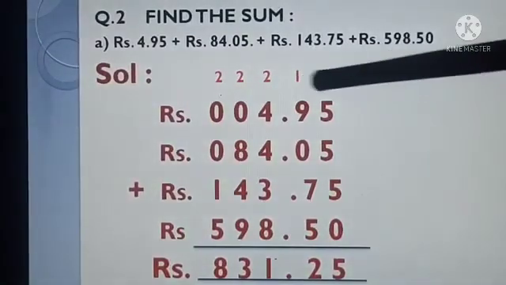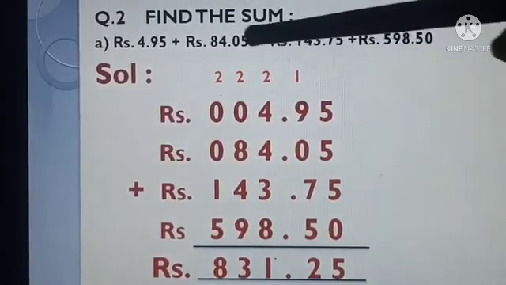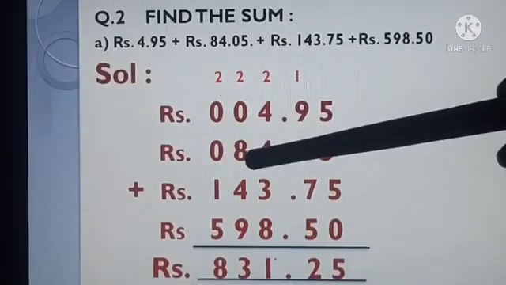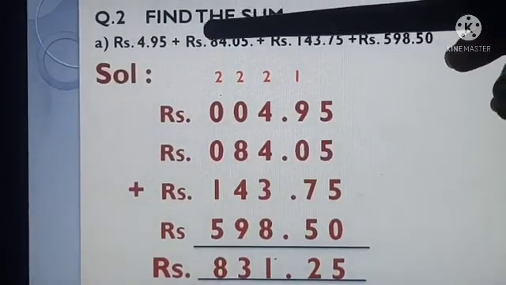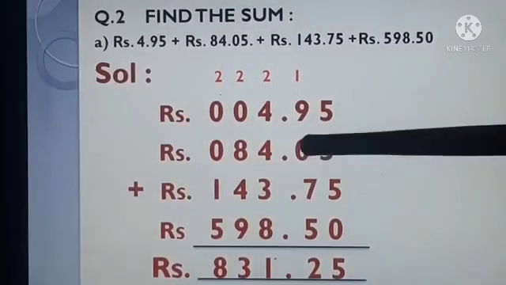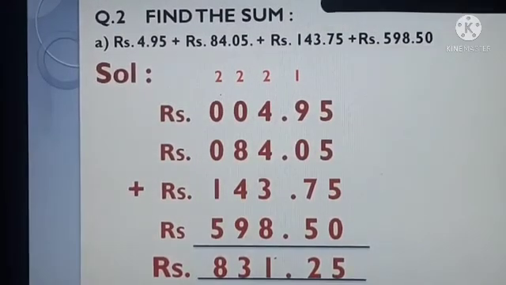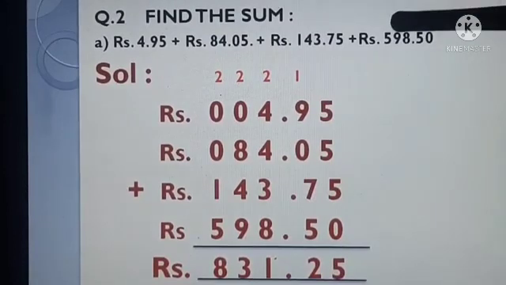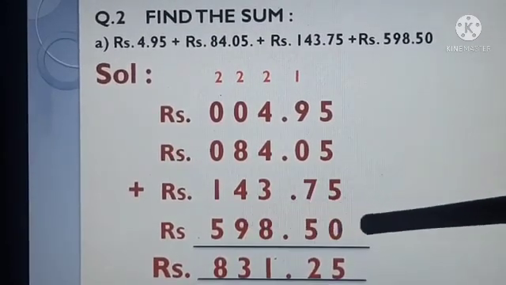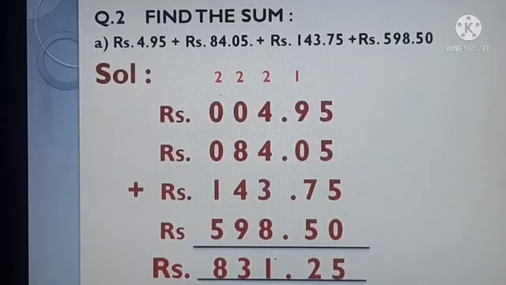So the first number you will write down is rupees 4 decimal 95. Below this, rupees 84 decimal 05. Be careful that 4 is at the ones place, 8 is at the tens place, right? Decimal, then 05. Then rupees 143 decimal 75, and rupees 598.50. Now you will do addition.